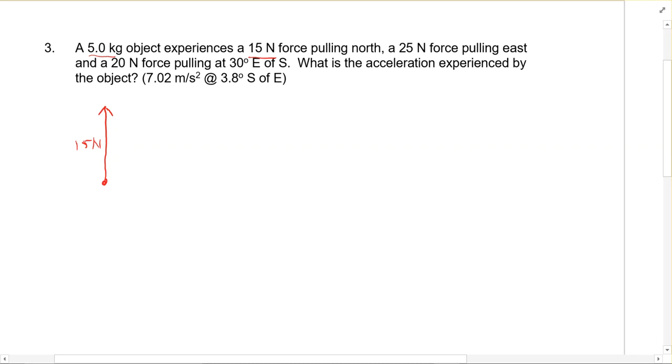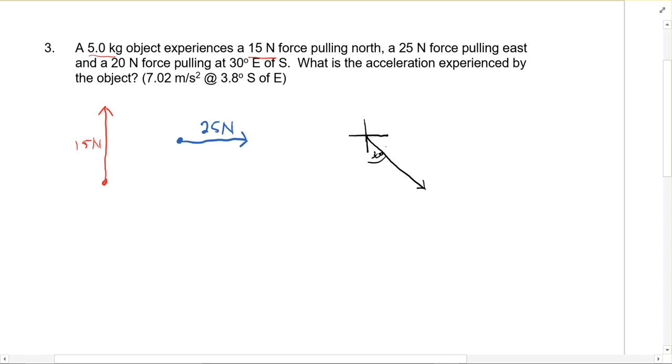I've got a 25 Newton force pulling east. Okay, so 25 newtons. And then finally, I've got a 20 Newton force pulling at 30 degrees east of south. I'm going to make a little Cartesian plane to kind of get myself started here. So east is that side, south is this side. So this thing is going to be coming down this way. And this is 30 degrees.